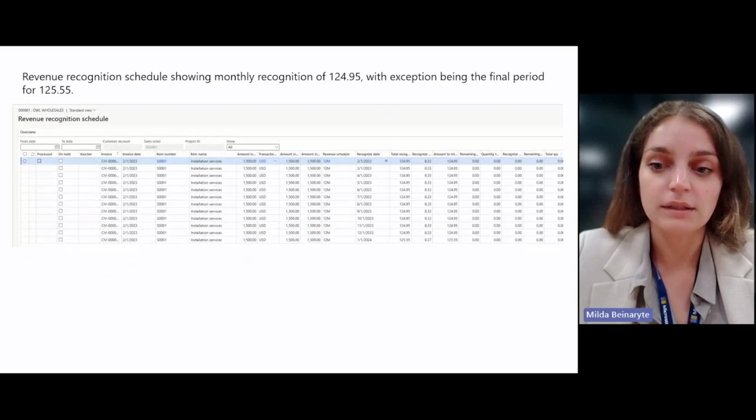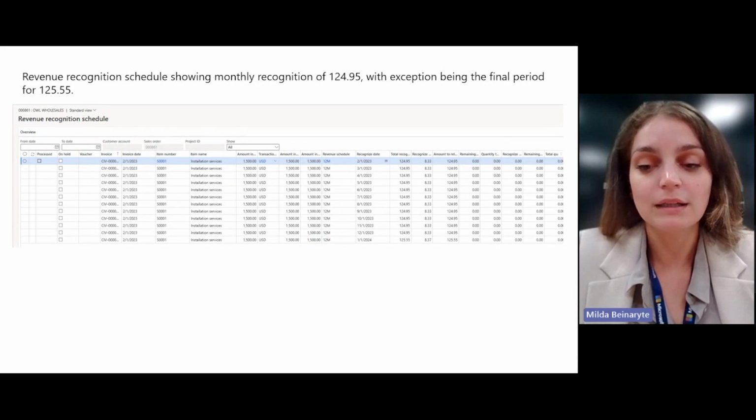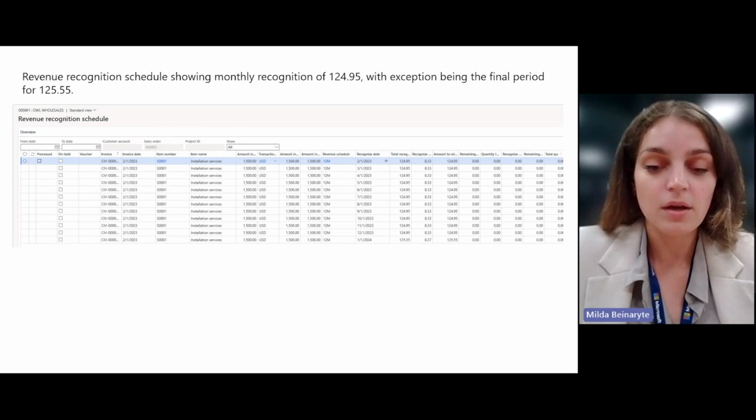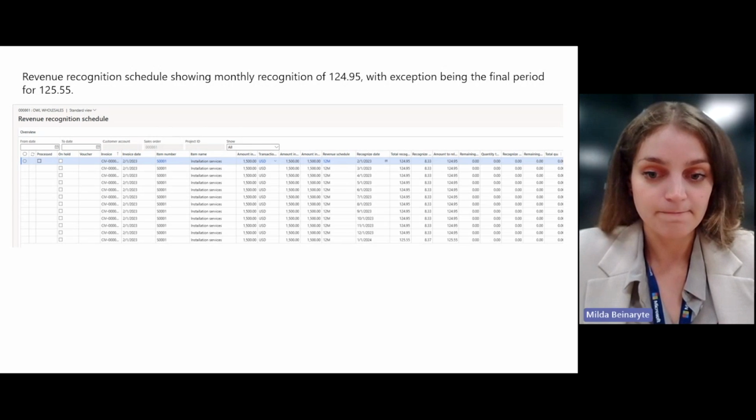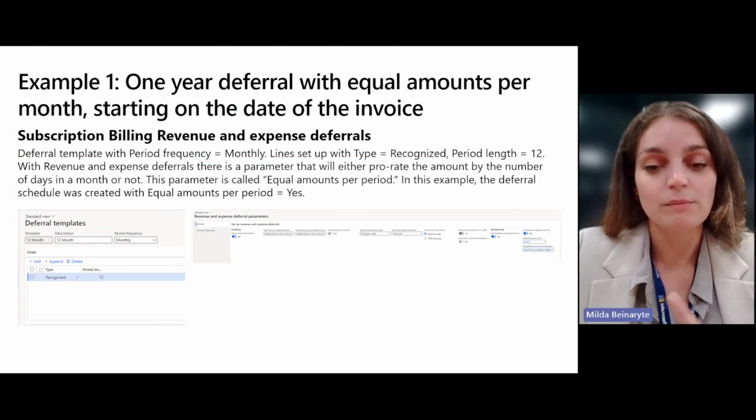And at the end of the day, you will get this result, which would be the revenue recognition schedule with monthly recognition of $124.95, with exception being the final period for $125.55. Now, the same configuration in subscription billing and revenue expense deferral would be as follows.